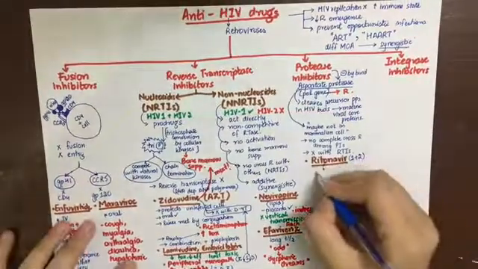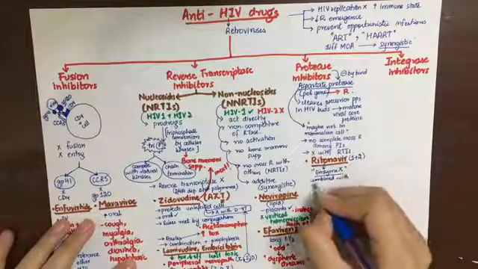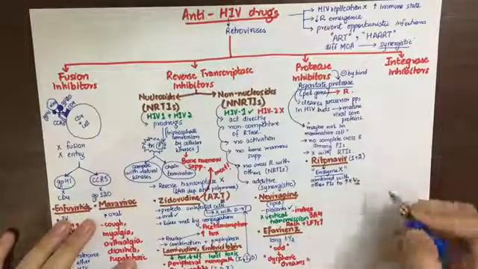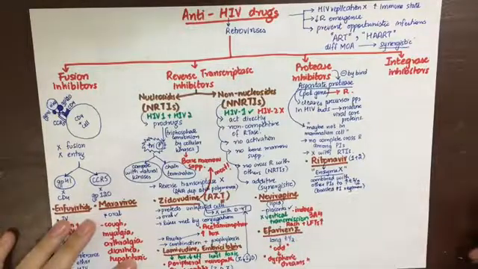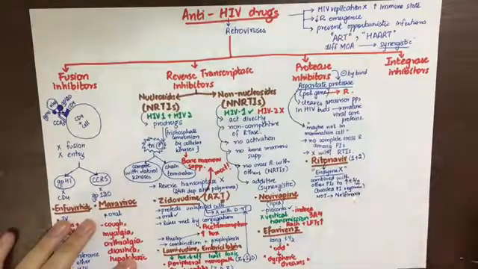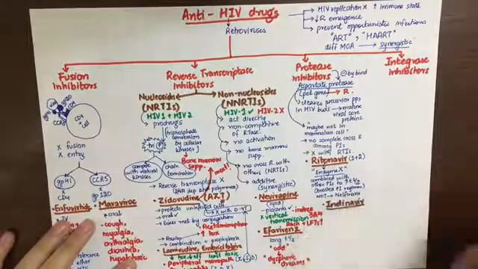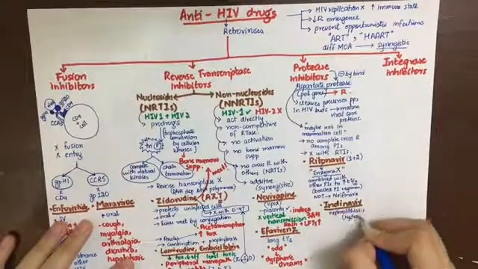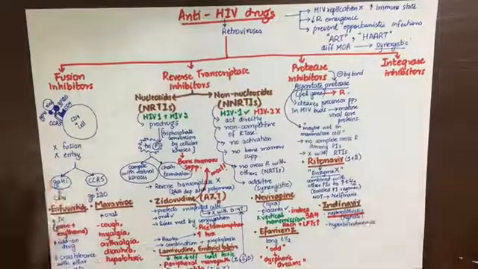Ritonavir is a major P450 enzyme inhibitor and will have drug interactions. It is mainly combined with other protease inhibitors because it increases their half-life and bioavailability by inhibiting their metabolism. Indinavir has a side effect of nephrolithiasis due to crystalluria, which can be managed by good hydration of the patient, and there is also hyperbilirubinemia. Nelfinavir has only diarrhea as its side effect.